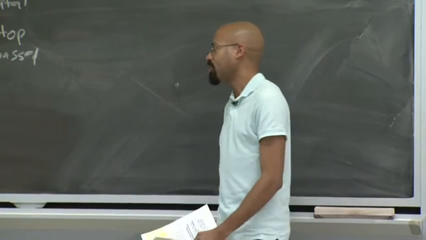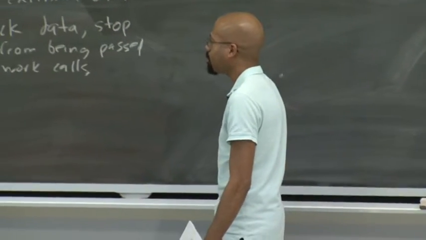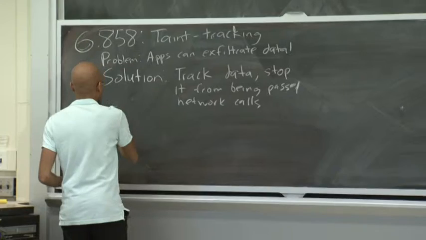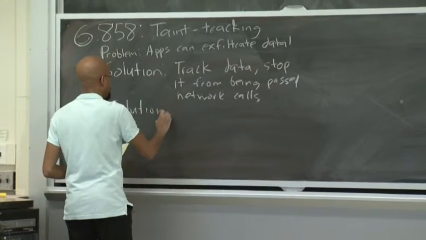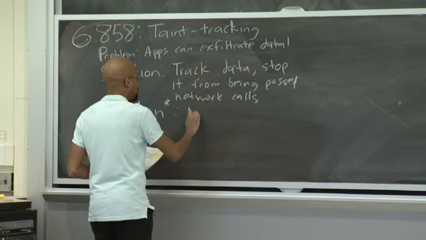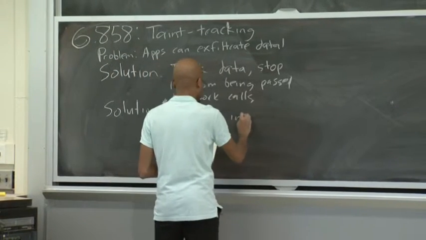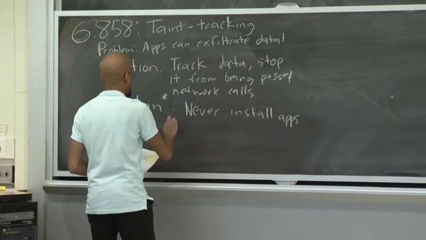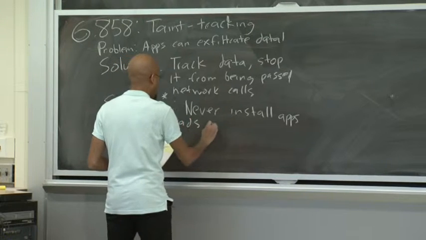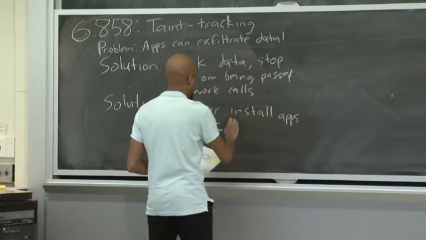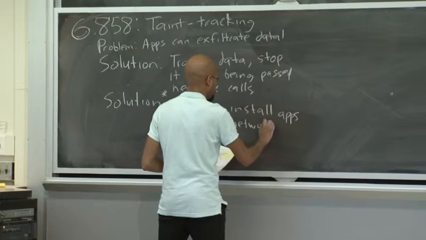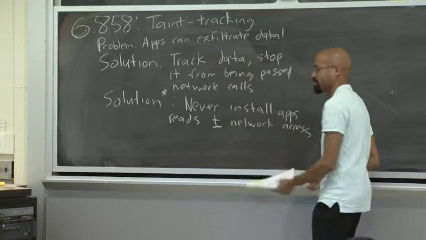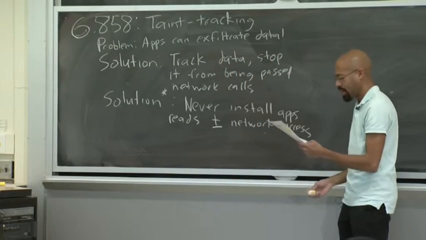So you might think, all right, that's kind of a bummer, but maybe we have this alternate solution. We'll call this solution star. Maybe we can just never install applications that can do reads of sensitive data and also have network access. At first glance, that seems to solve the problem, because if it can't do both of these things, it either can't get to the sensitive data in the first place, or it can, but it can't send it anywhere.